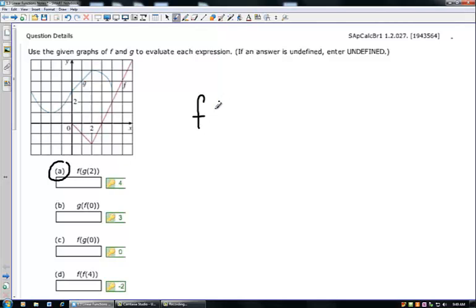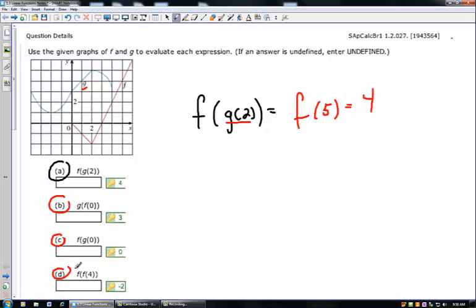So when you see this written, what it means is to first go find G of 2. So you look over 2, and first you have to identify G. So G is in the blue. And so if you plug in 2, you get out 5. And so this is really F of 5. And then you go over 5, and you look up 4. And so this is equal to 4. And you can do the same thing for B, C, and D and still get your answer.